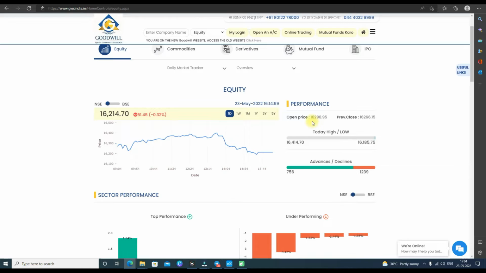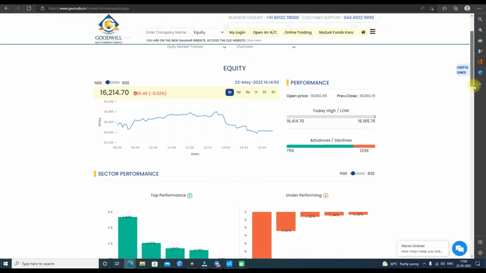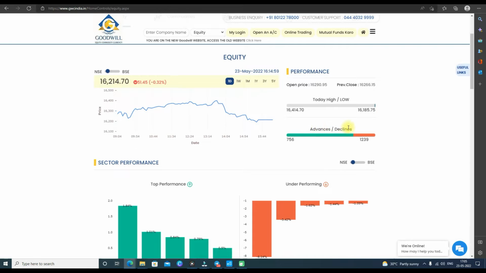Starting with the equity in the NSE market, we can see the opening price of the equity was 16,290.95 and the previous closing price, meaning yesterday, was 16,266.15. Today's high was 16,414.7 and the low was 16,185.75. Then we have advances and declines. We have 756 companies which have closed on a positive note, and 1239 companies which have closed on a negative note.